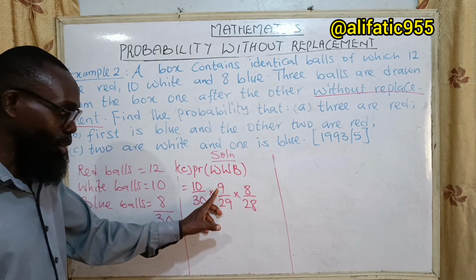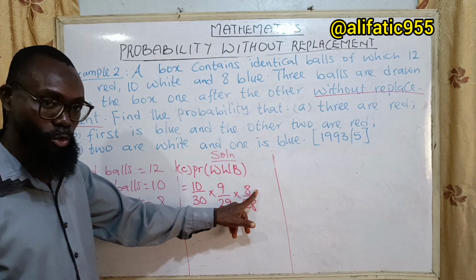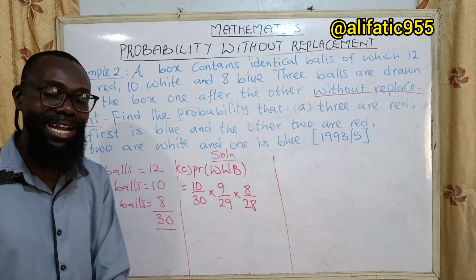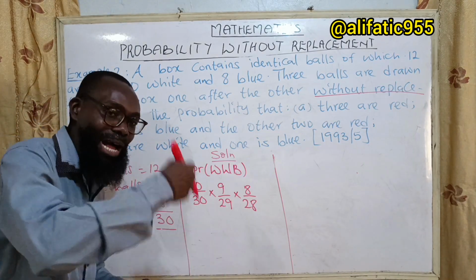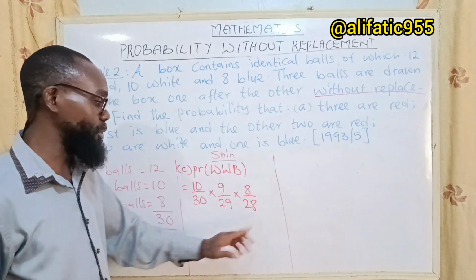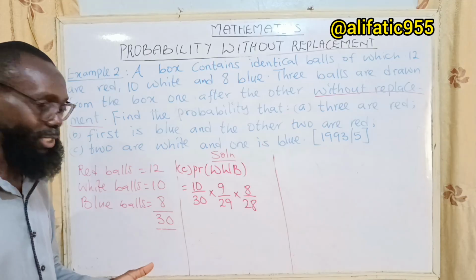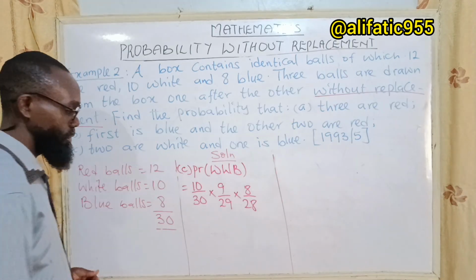Do you understand it now? Which means, and the next ball we are having is blue. The number of blue remain intact, but total number, 1 has been removed from total. It will be reduced by what? 1. And it gives us what? 8.